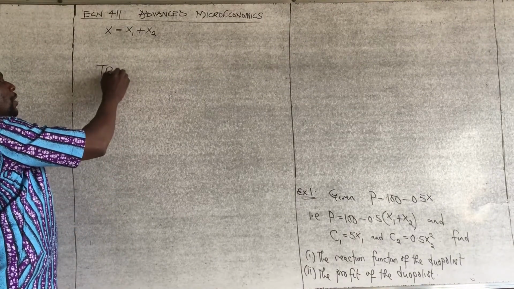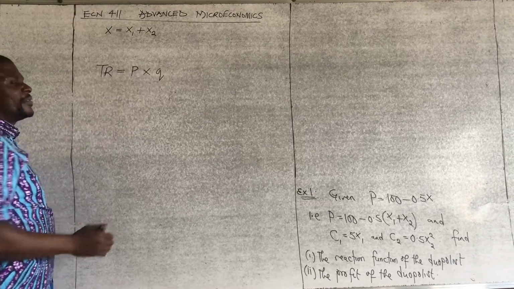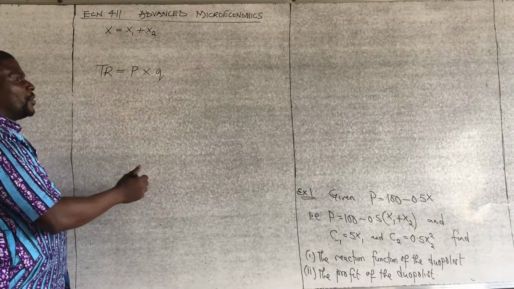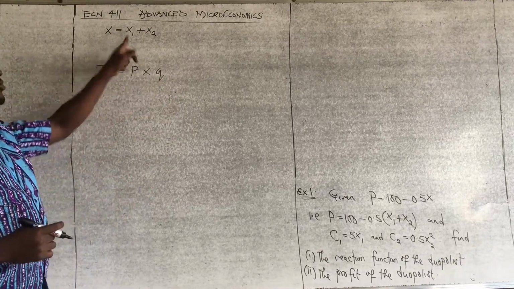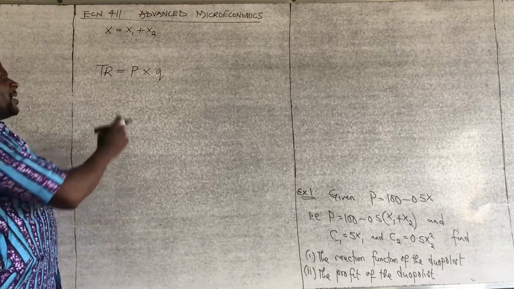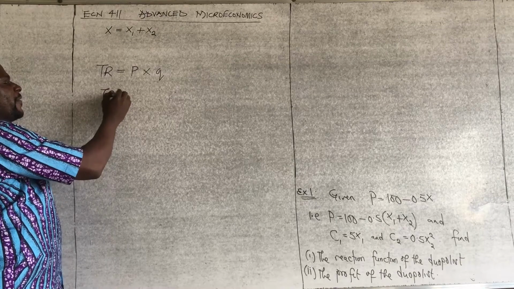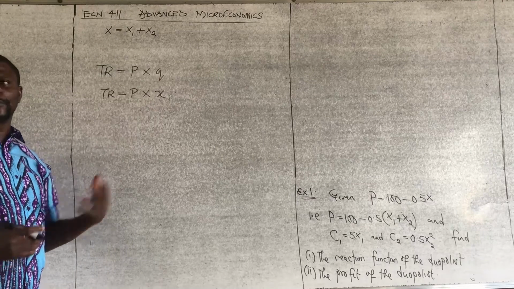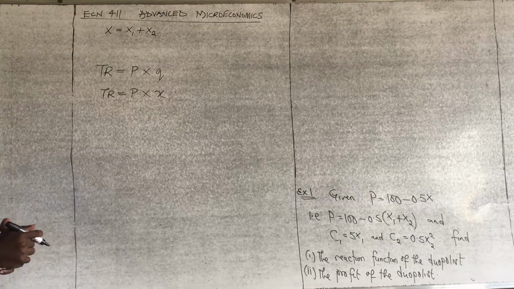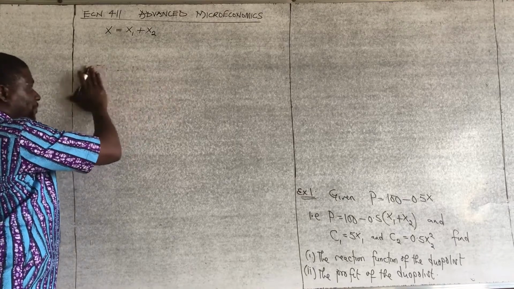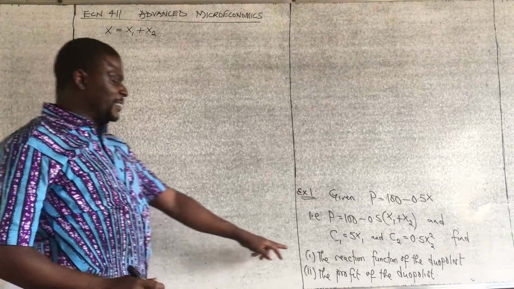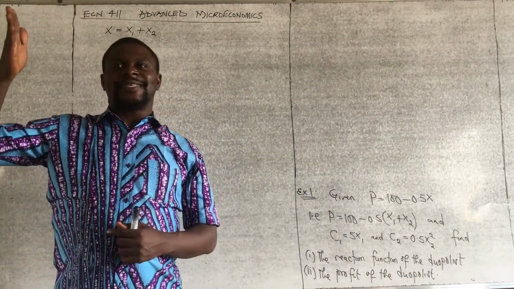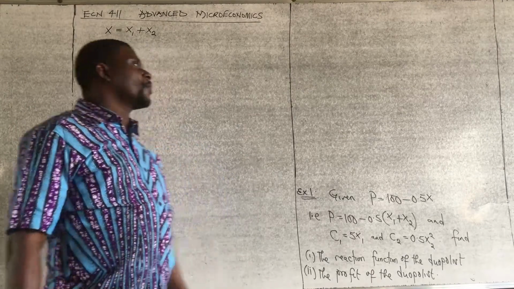Number two, our total revenue is always price times quantity, right? If you don't know, that's it. Total revenue is always price times quantity. But in this one, our quantity is represented by X. So that means if I want to find total revenue here, total revenue will be price times X. Do you understand? Because here, X is representing quantity. Having said that, I want to find the reaction function of the duopolist. Don't forget, when I say duopolist, it means seller 1 and seller 2.